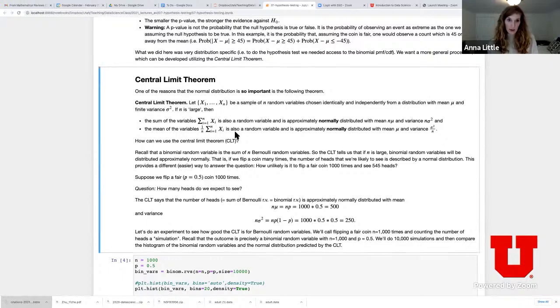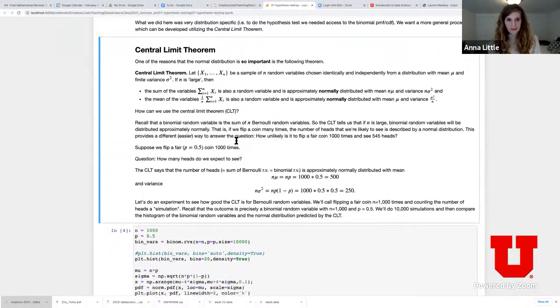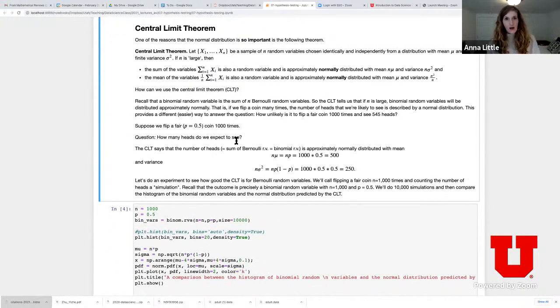You can start off sampling from a skewed distribution, but as you collect more and more data and you look at the mean, it will converge to a symmetric distribution. It will converge to a normal distribution. Okay, so how can we use this? Well, let's see how we can use this in the example that we were talking about with the coin flips. We know that the binomial random variable is the sum of n Bernoulli random variables. Let's see what the CLT then tells us about that distribution.